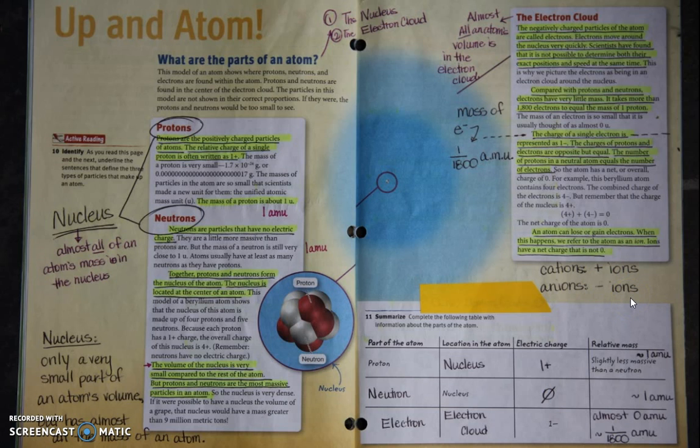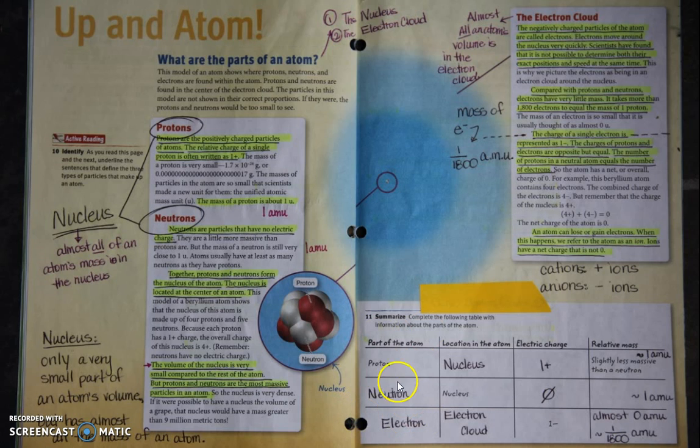Another really important thing for you to understand is that atoms in chemistry are not going to gain or lose protons and neutrons. The only things that an atom will gain or lose in chemical reactions are electrons. Everything in the nucleus stays the same.